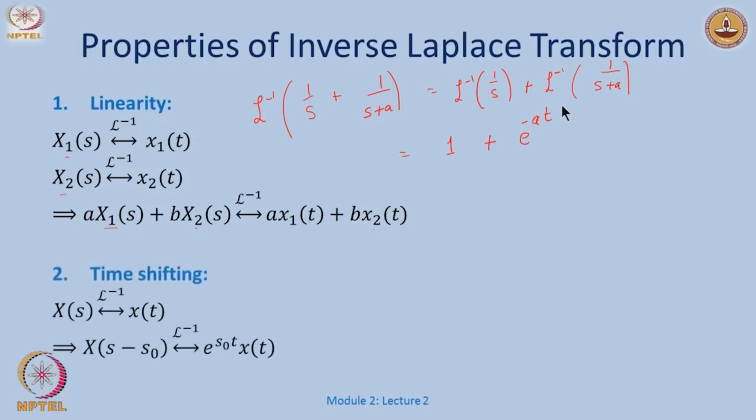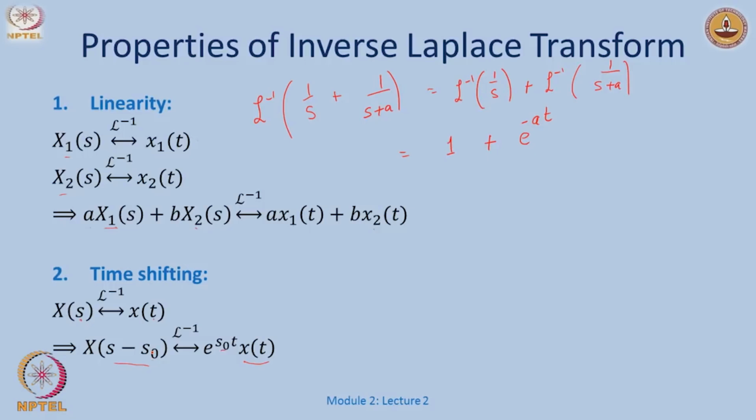Next, I have the time shifting property, which we had in the transformation from x of t to x of s. So, suppose I have x of s with an inverse of x of t, and now I replace s with s minus s naught, then the equivalent time domain signal would be x of t remaining as it is, and I have an extra signal e power s naught t multiplied, which is the shifting here.